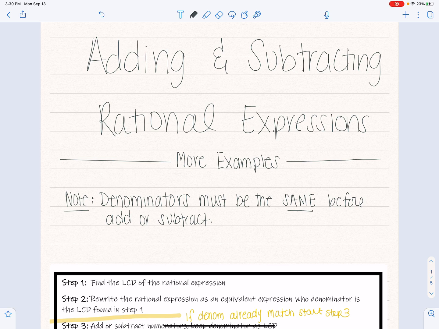Hey guys, so I just wanted to make a second video for adding and subtracting rational expressions. So in this video, you'll just find more examples from class or from the previous video.